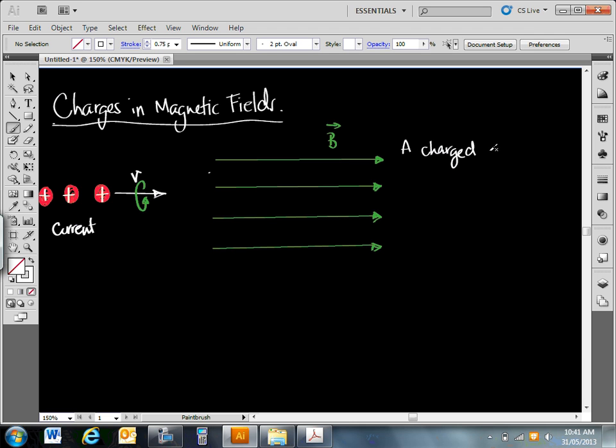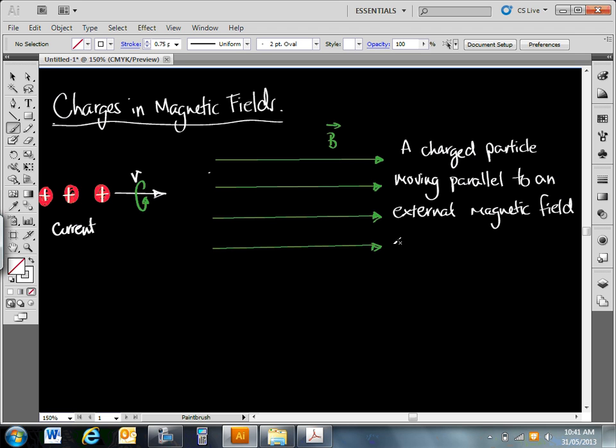A charged particle moving parallel to an external magnetic field experiences no force. No force.